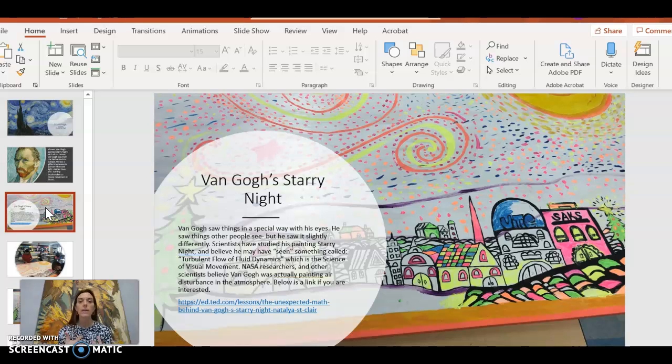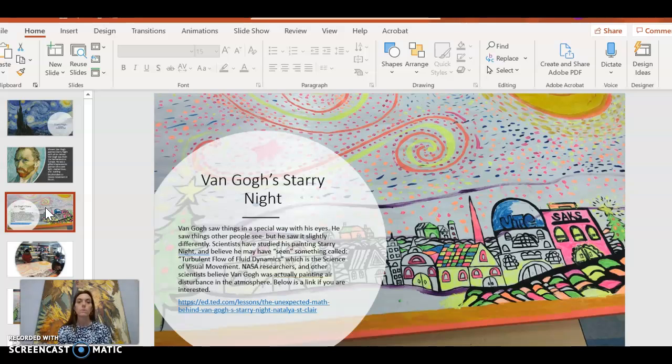Okay, so Van Gogh saw things in a special way with his eyes. He saw things other people see, but he saw it slightly differently. Scientists, even at NASA, right, have studied his painting. They actually believe what he may have seen is something called turbulent flow of fluid dynamics, which is the science of visual movement. He was actually seeing the blurred lines and the light as it traveled in the early morning dawn.